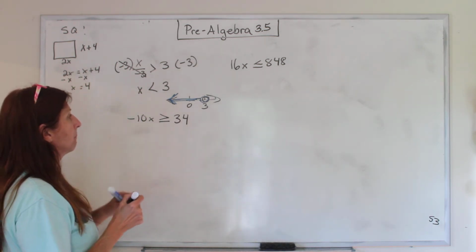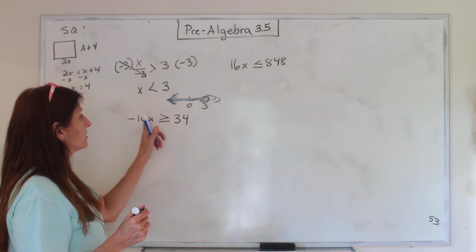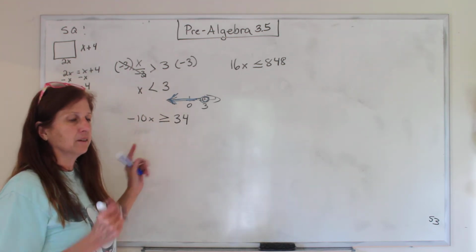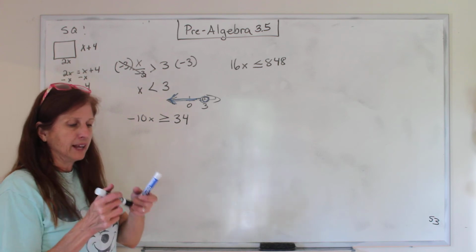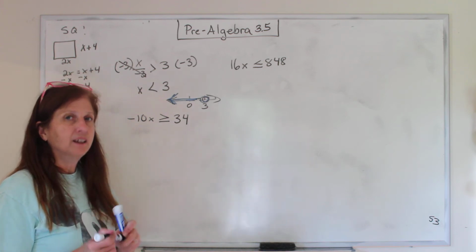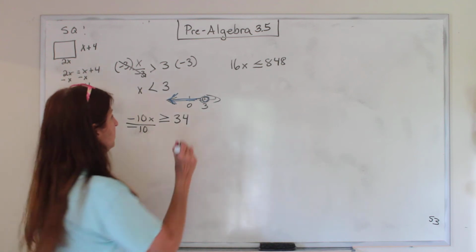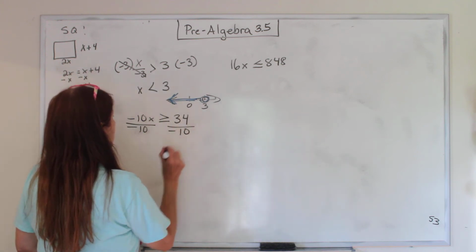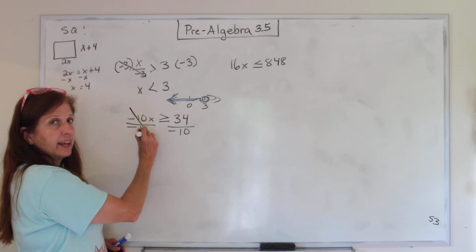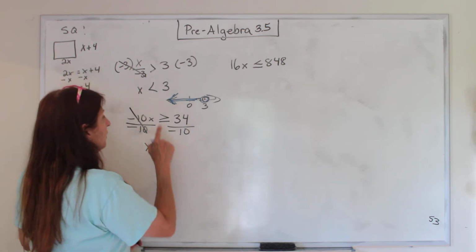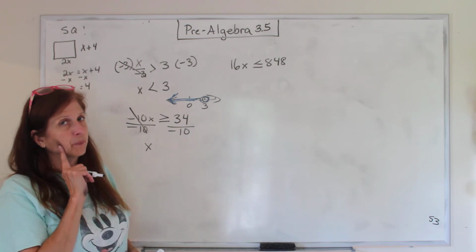Okay, let's try this one. Negative 10x is greater than or equal to 34. Why is x not alone? Well, it's being multiplied by a negative 10. What's the opposite? Divide by negative 10. What I do to one side, I do to the other. What happens to those? They cancel out. What do I bring down? What I didn't mess with. Do I flip it? Yes I do.